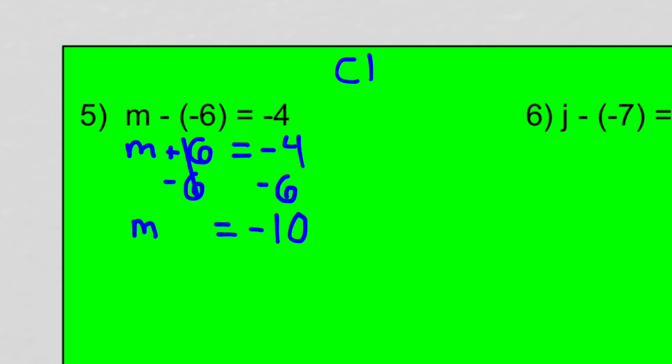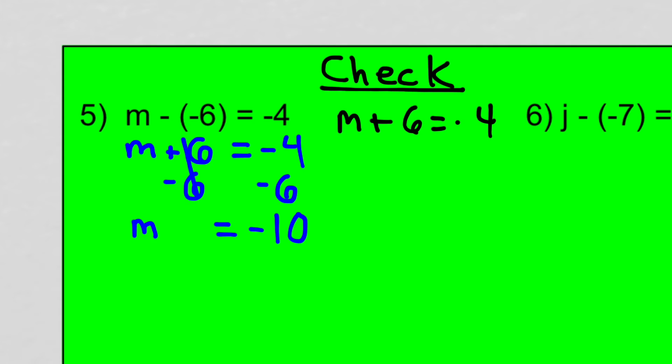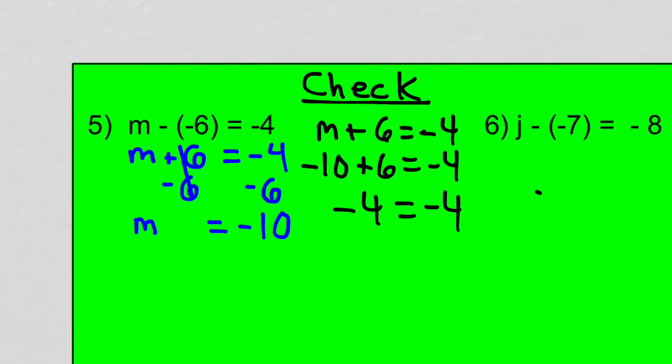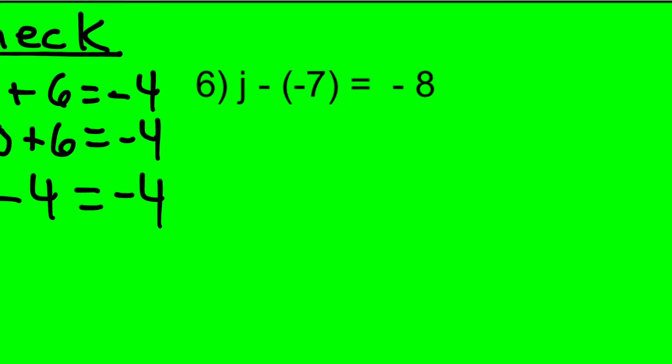Let's check it now. So I'll use the equation, this one right here, m plus 6 equals negative 4. And I'll replace the m with my answer, negative 10 plus 6 equals negative 4. Now, is this true? Negative 10 plus 6 is negative 4. Since both sides are the same, we are good. Okay, this question is exactly the same idea.